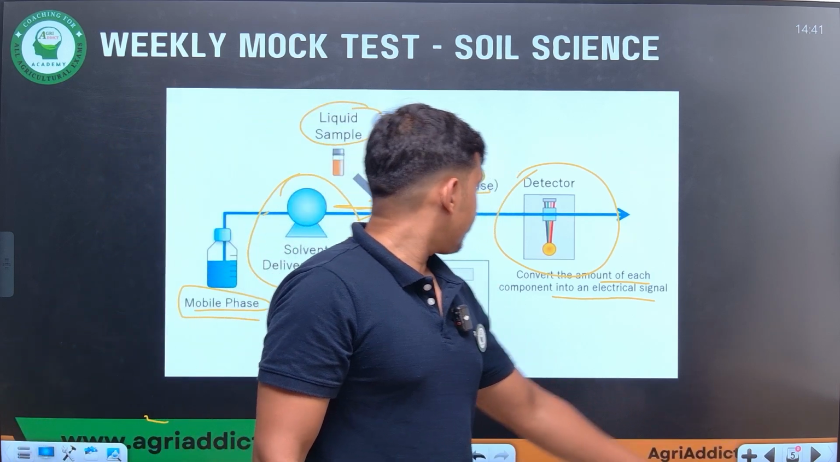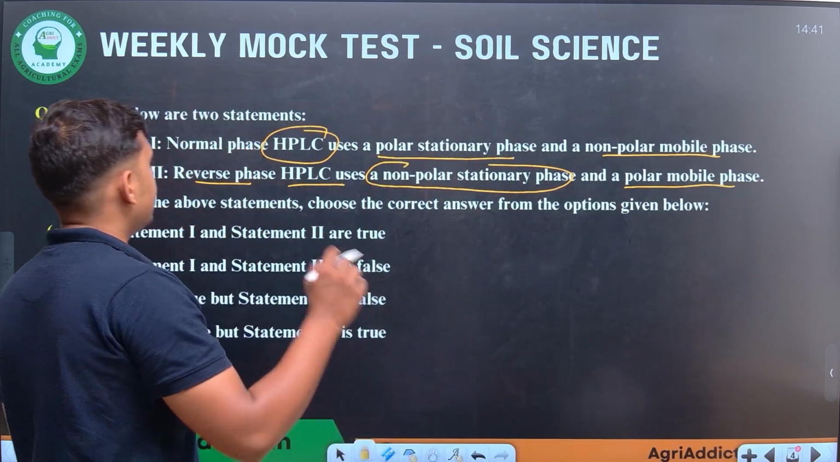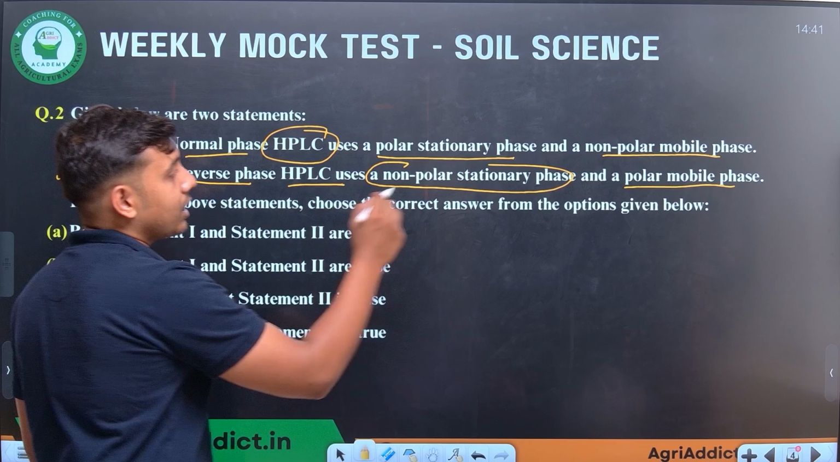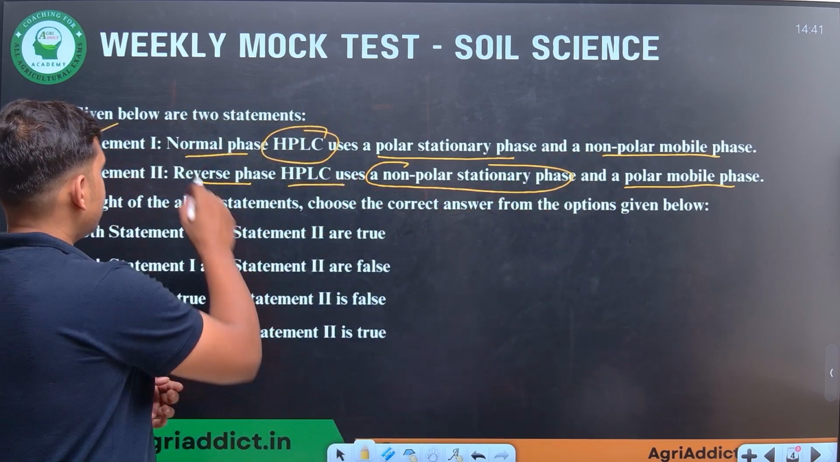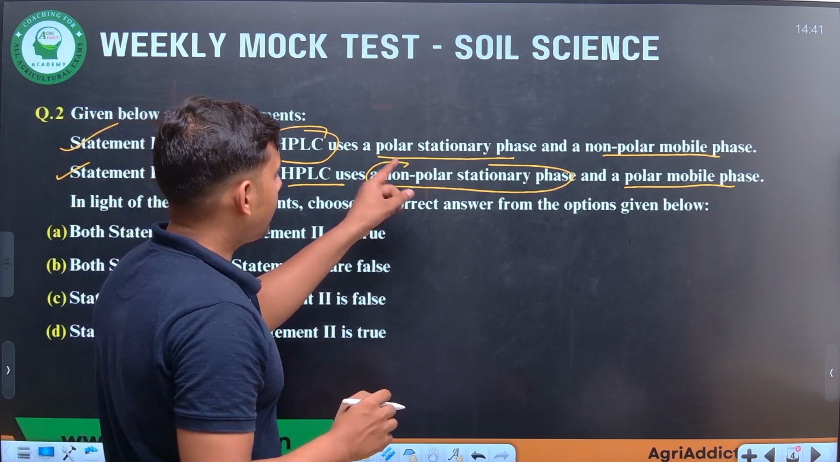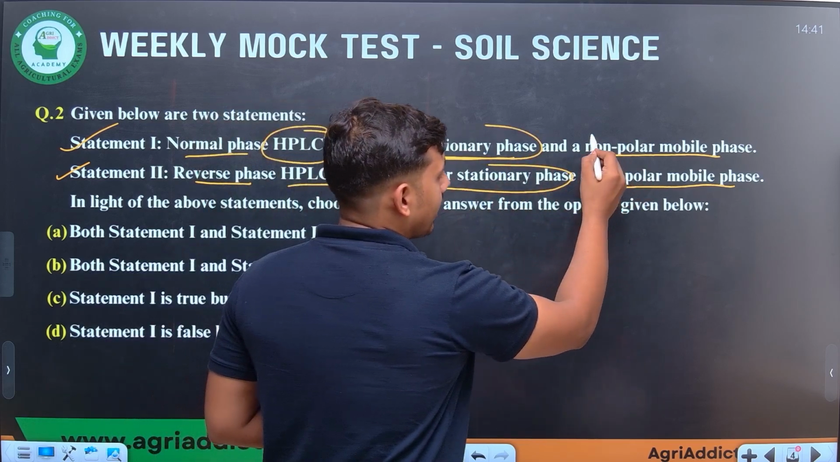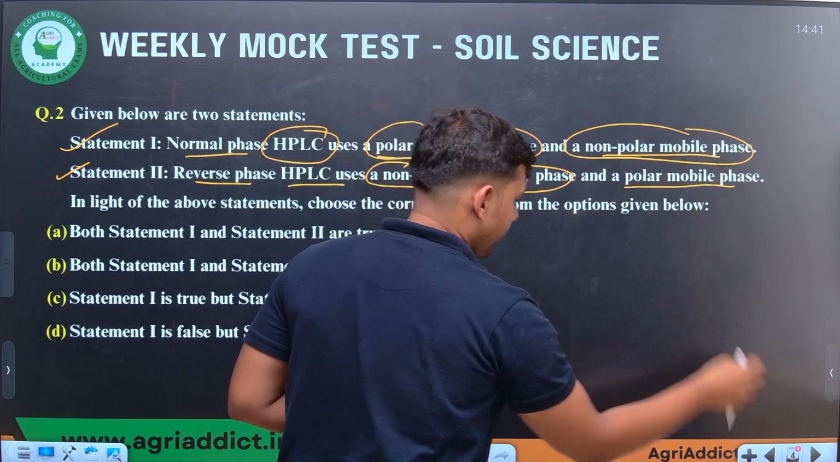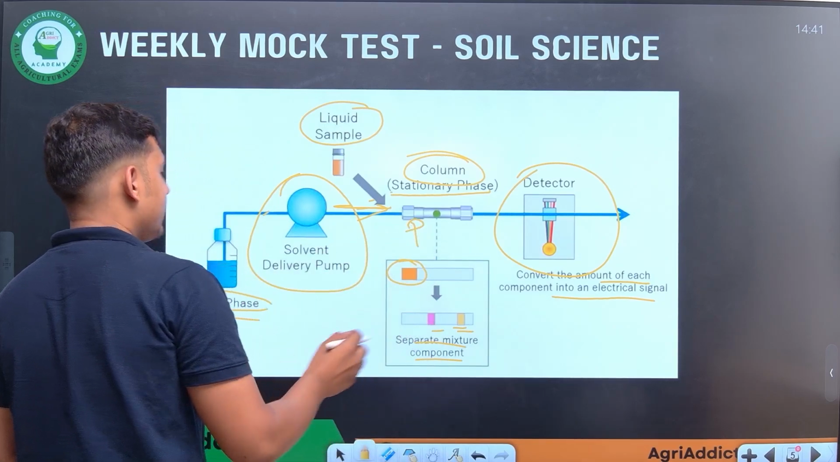And what is normal phase and what is reverse phase? It is mainly based on the stationary and the mobile phase. Okay, so in normal phase, both statements are correct. In normal phase, the stationary phase is polar and the mobile phase is non-polar. Means this is polar stationary and this is non-polar.